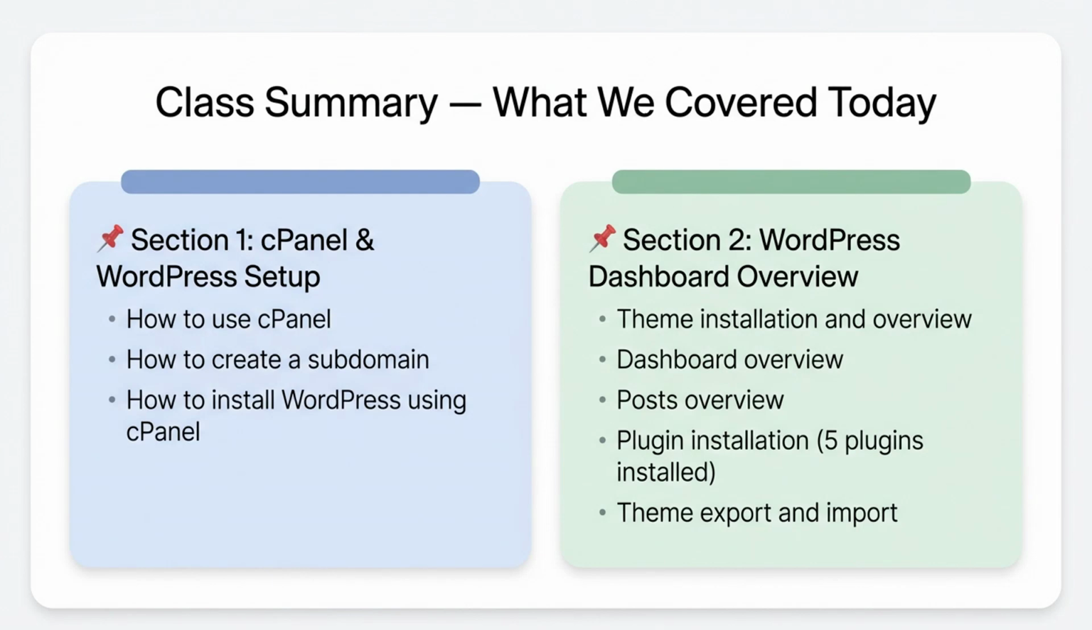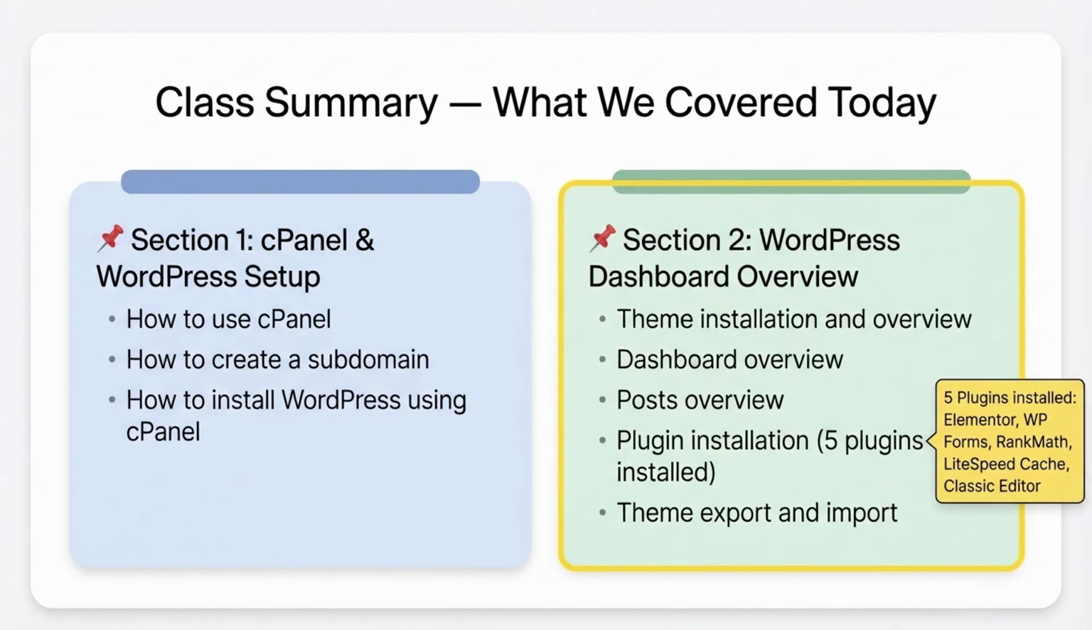Let's wrap up with a summary of everything covered in today's class. On the cPanel side, we learned how to navigate cPanel, create a subdomain, and install WordPress directly through cPanel. Then inside WordPress, we explored the dashboard, looked at themes, posts, and plugins. We installed 5 plugins in total and also went through how to export and import themes. That's a solid foundation for everything that comes next.